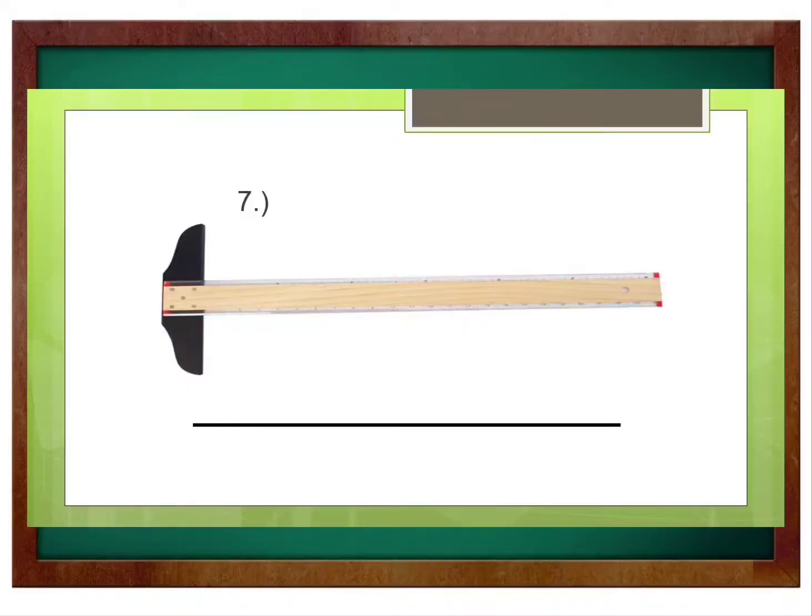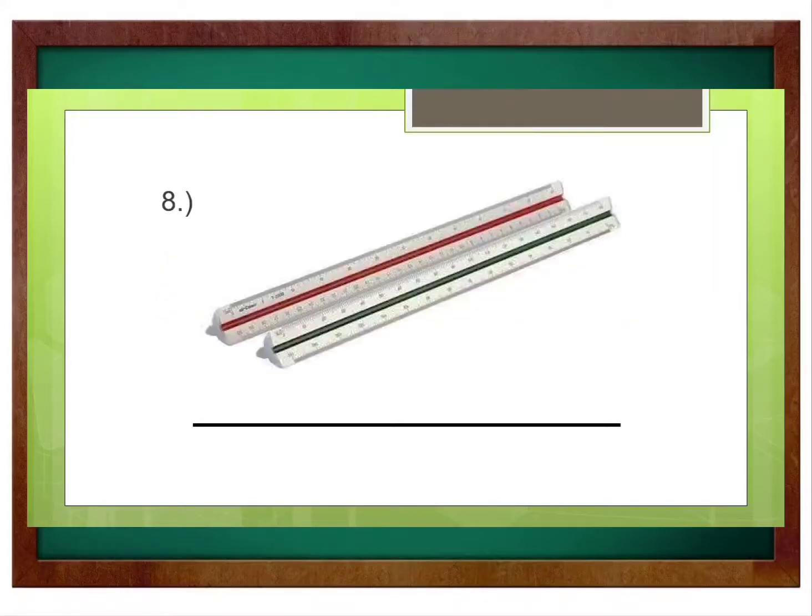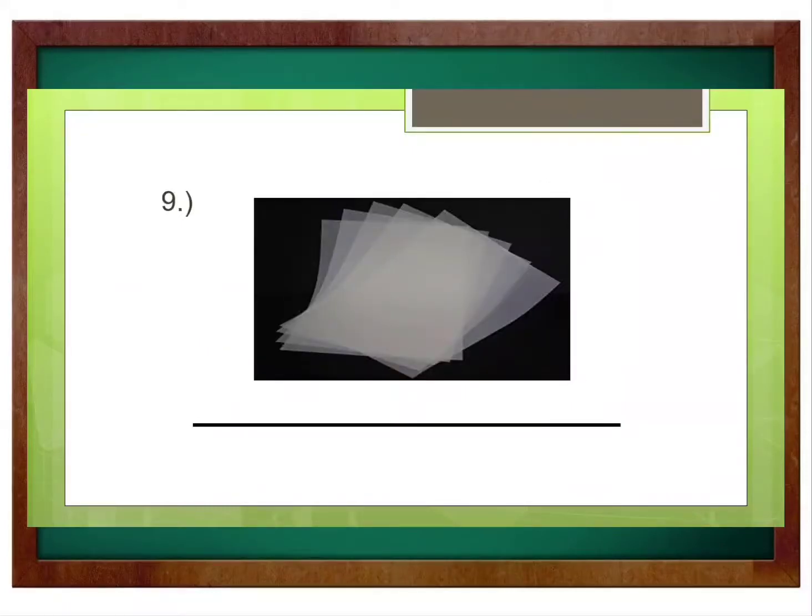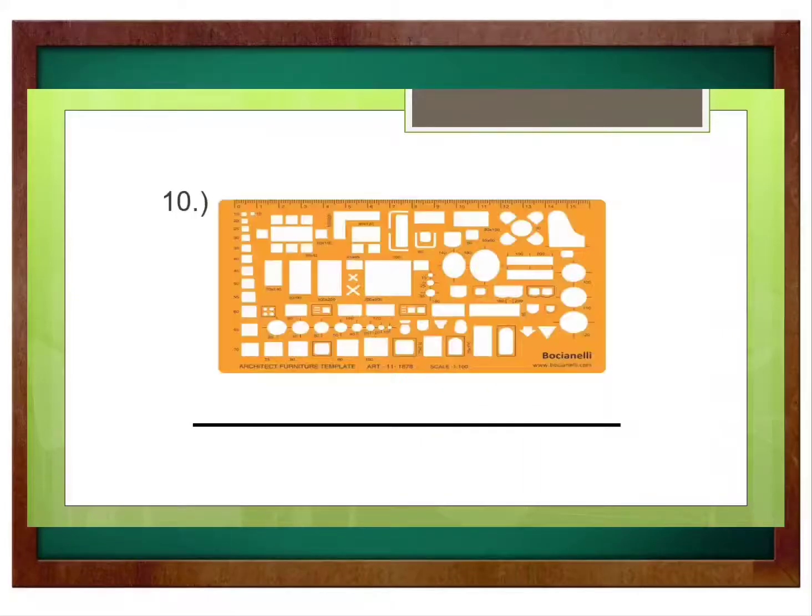How about this object? Ma'am, it is a fixed T-square. That's great. How about this one? Ma'am, it is a triangular scale. Amazing. How about this object? Ma'am, it is a tracing paper. Correct. How about this object? Ma'am, it is an architectural template. Very good. Very good, class. All your answers are correct.